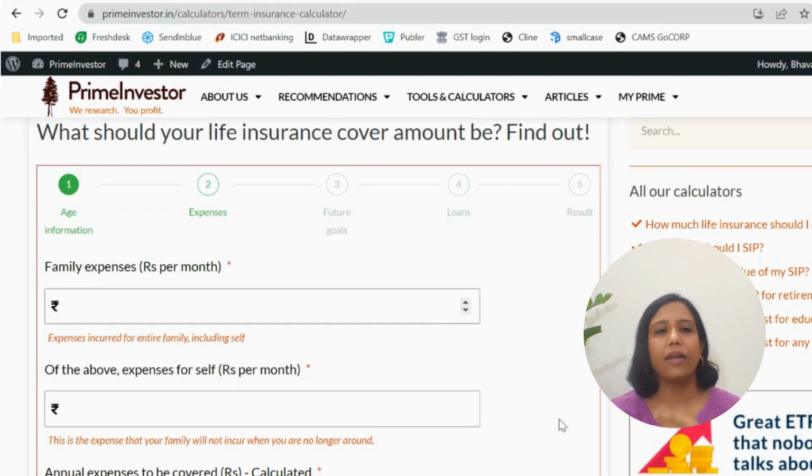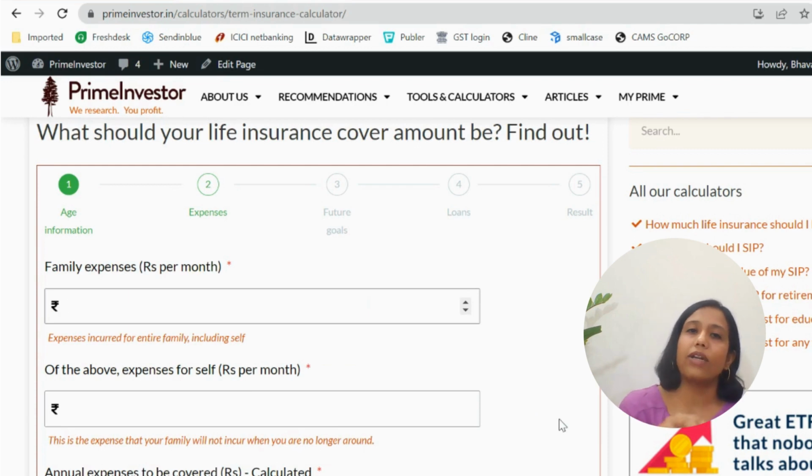Okay. Now, the first step in figuring out life cover: your income is contributing to maintaining your family's expenses. So the first thing that your insurance cover should account for is how much expenses that is going to be. Okay, so that is step one. Let's assume the family expenses are 75,000. Okay, now this is the entire monthly amount.